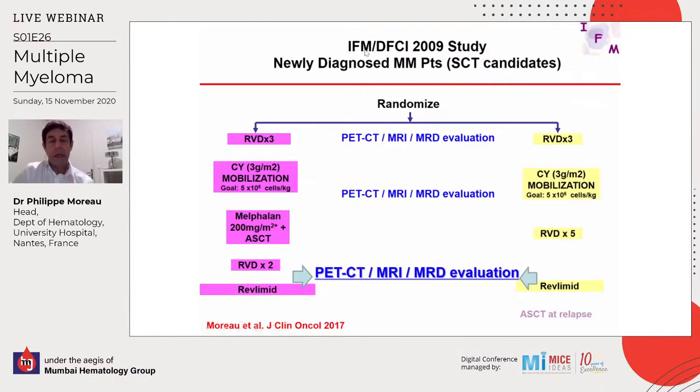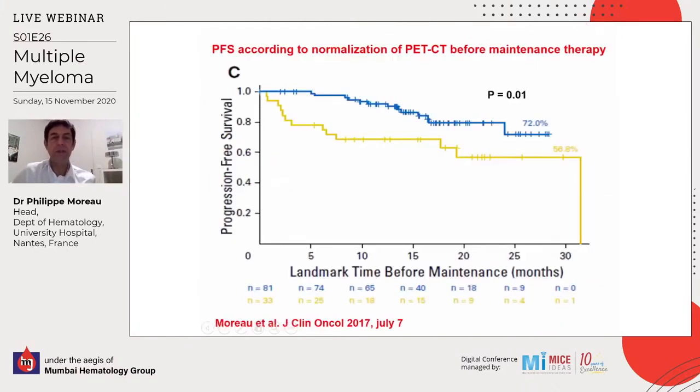So we did a similar study within the French IFM 2009 trial, comparing, as I mentioned previously, VRD versus VRD plus stem cell transplantation. We did a prospective assessment of PET-CT and MRD at the time of diagnosis, but also before maintenance.